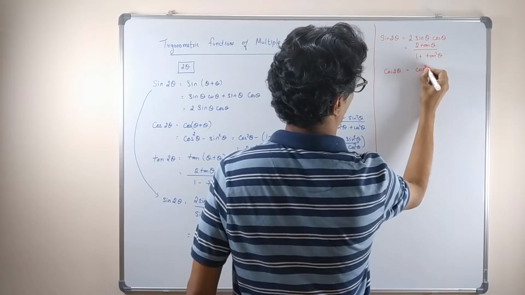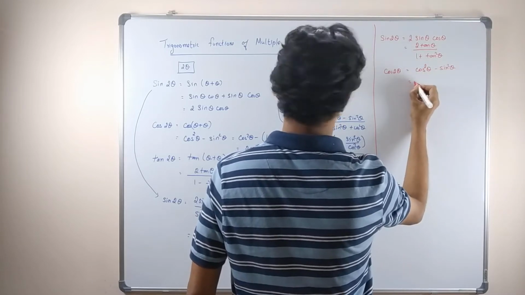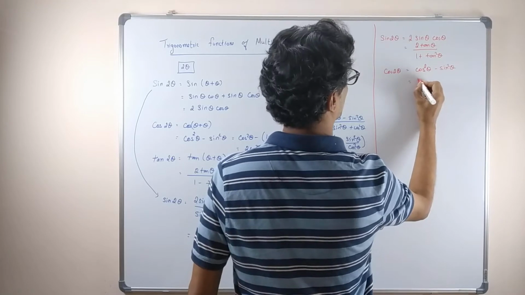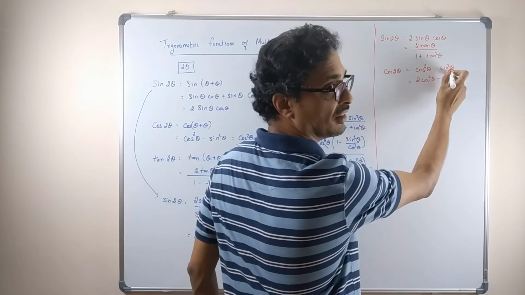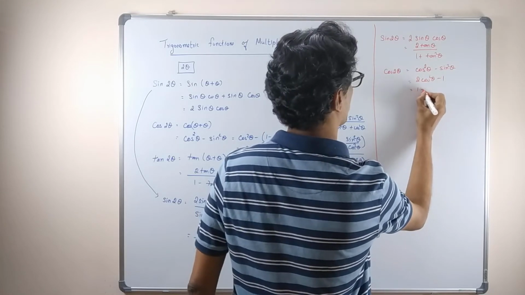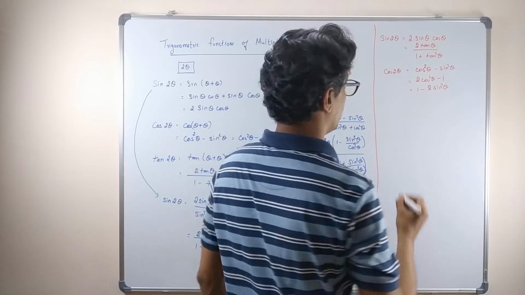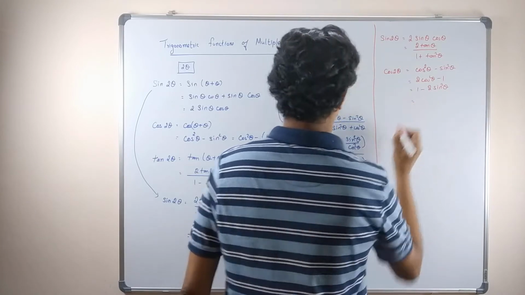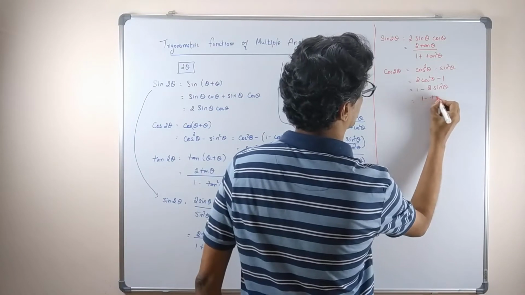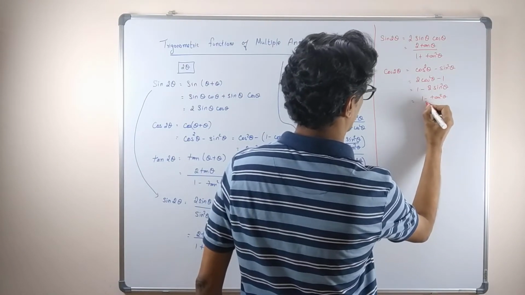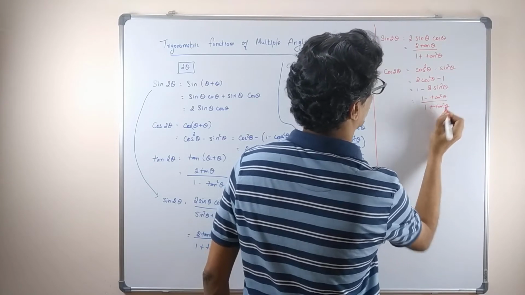So this is cos square theta minus sine square theta, or 2 cos square theta minus 1, that comes from here. Or 1 minus 2 sine square theta. Or in terms of tan theta, how will you get it? 1 minus tan square theta divided by 1 plus tan square theta.